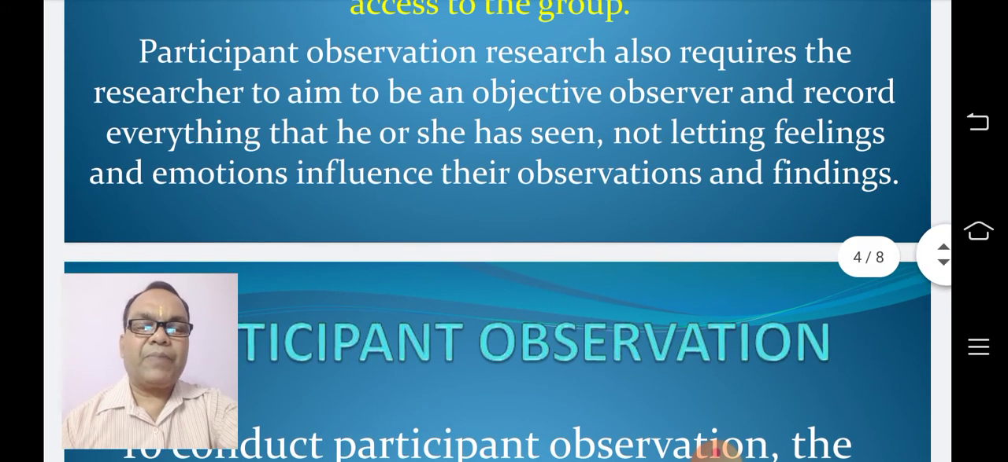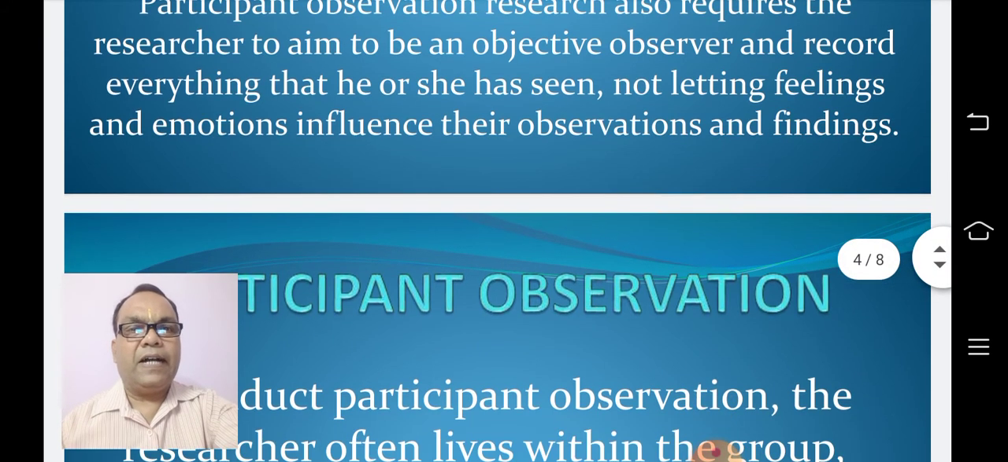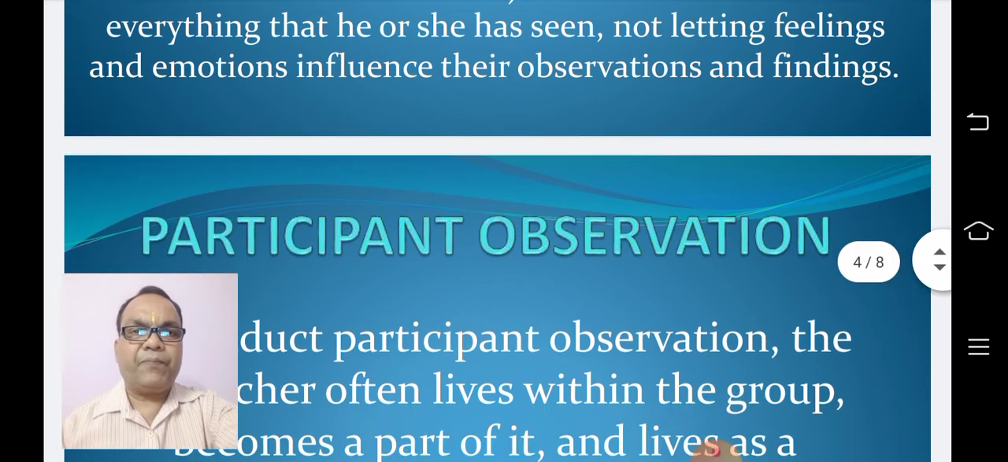Participant observation research also requires the researcher to aim to be an objective observer. He remains an objective observer. Actually, even when he is in the group, even when he is with the group members, even when he is participating in the group activities, his concern is to observe the things objectively. So in this way, he remains an objective observer and plays this role, and records everything that he or she has seen, not letting feelings and emotions influence their observations and findings.